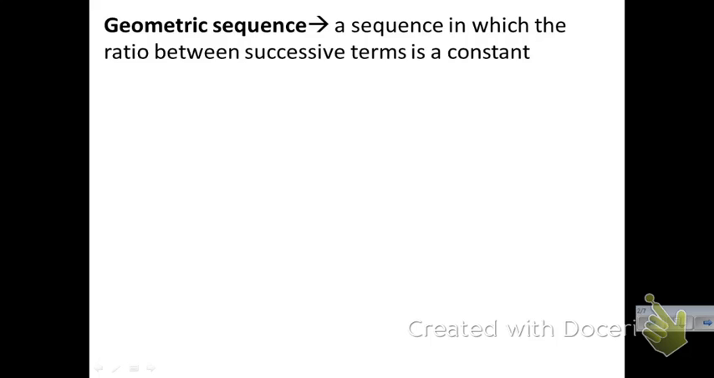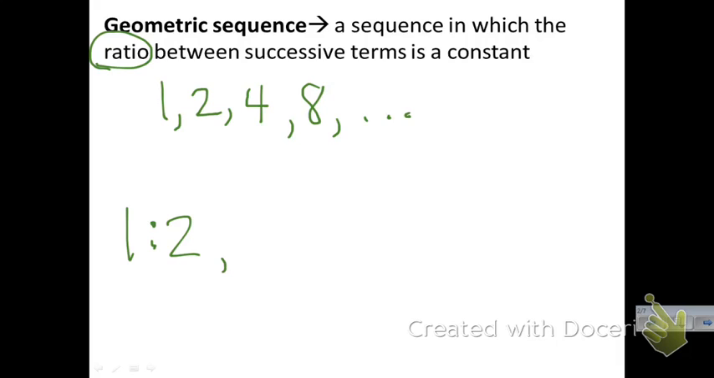So a geometric sequence is a sequence in which the ratio between successive terms is a constant. So if I give you, for example, a sequence 1, 2, 4, 8, let's talk about the ratio first. A ratio a lot of times is like 1 is to 2. You can write it 1 is to 2, or the last way, which we will use, is to write it as a fraction, 1 over 2.